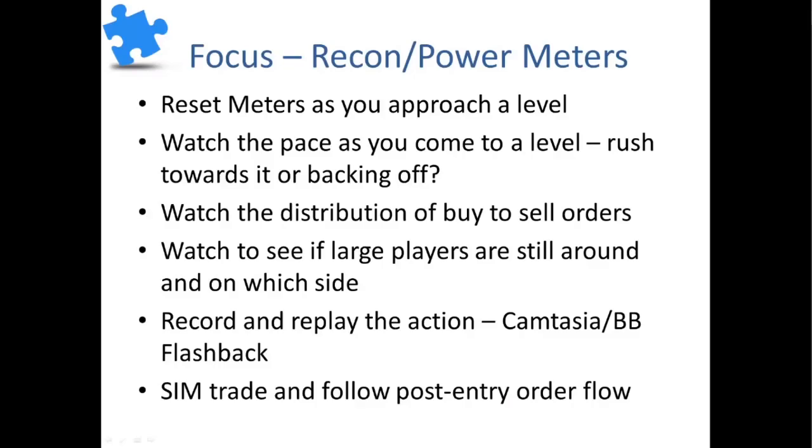Now, as you approach a level you're looking to trade, you're going to watch the pace of the market as you come into that level. Does it rush towards it? Does it back away from it? You're going to watch the distribution of buy to sell orders. You might start moving up, but you might find that on that move up, you're actually seeing a lot more selling orders coming into the market. You're also looking to see if large players are still around and on which side. So again, if you're moving up to a level where you think the market might reverse, did all of a sudden the large buy market orders disappear and all you're seeing are the one lot warriors?